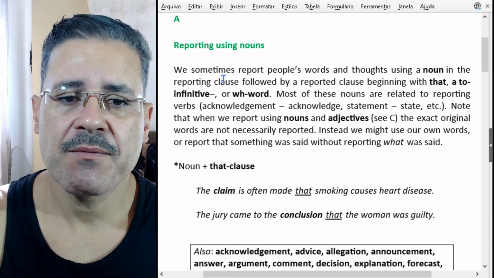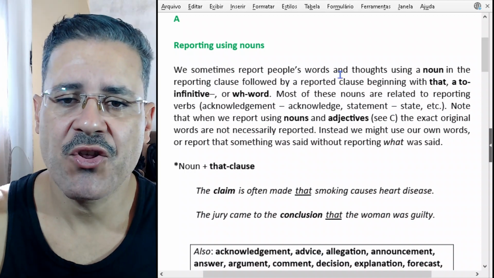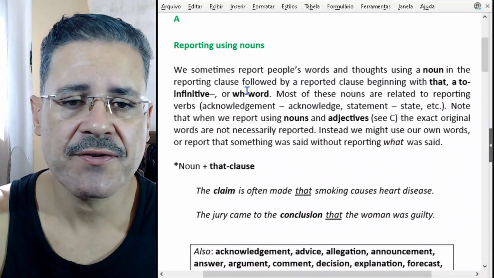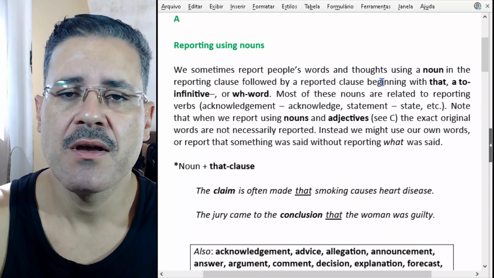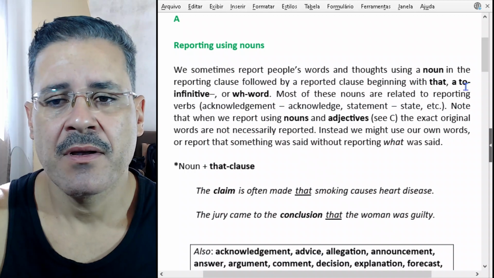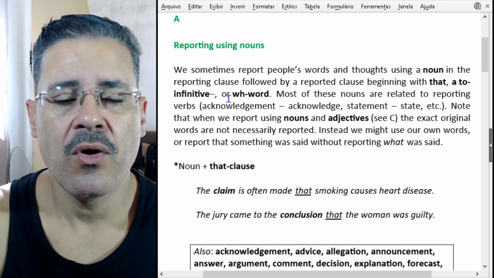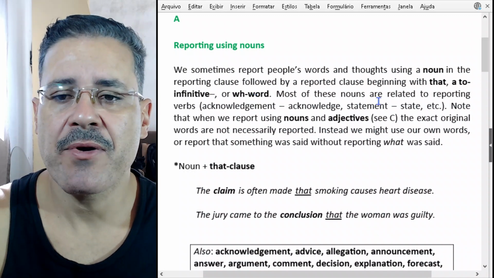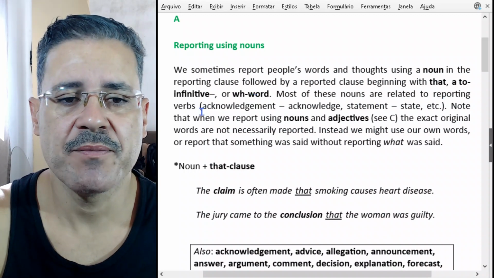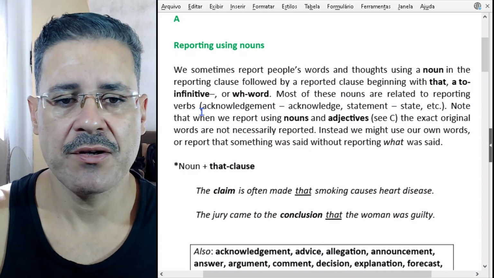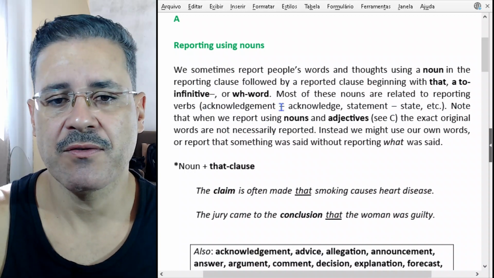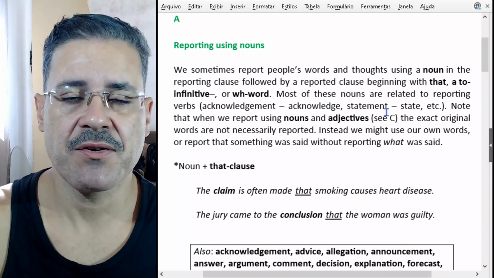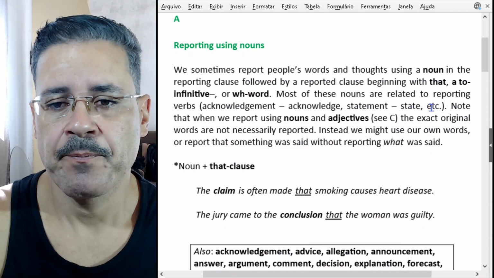We sometimes report people's words and thoughts using a noun in the reporting clause, followed by a reported clause beginning with that, a to-infinitive or a wh-word. Most of these nouns are related to reporting verbs. For example, acknowledgement. This is a noun. It comes from the verb to acknowledge, or even statement from the verb to state, etc.